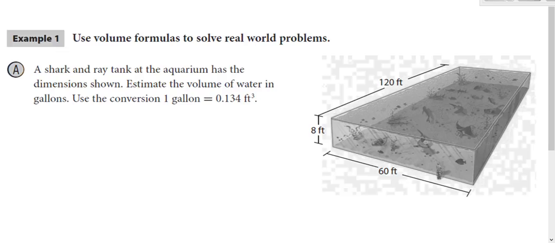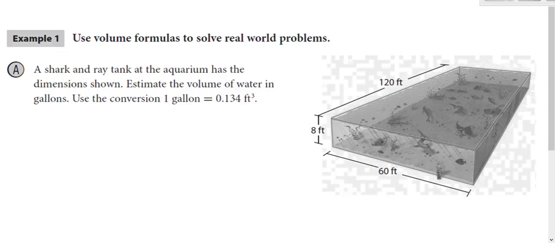So finding volume is pretty easy. You normally learn that in 8th grade or something. We're going to kick it up a little bit and use some conversions within it to solve real world problems. So here we've got a rectangular prism water tank with all the dimensions. We're going to find the volume of the water tank, and then we're going to figure out how much water is in it using the conversion that 1 gallon is 0.134 cubic feet.